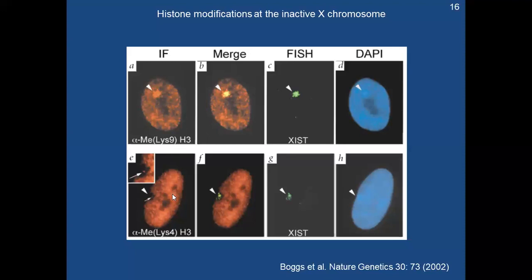Now on the bottom, we see again Xist, and here we see anti-lysine 4, methylated lysine 4 staining. But here it looks mostly black, except for a single dot here. And our Xist is located exactly in this black region. Does this make sense?